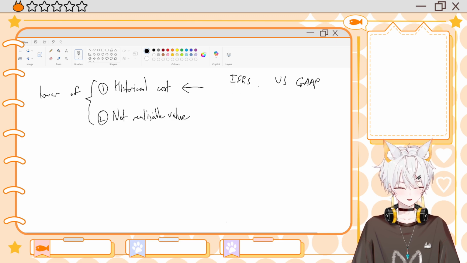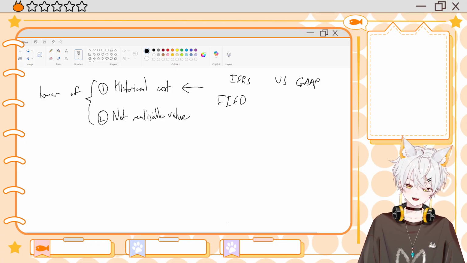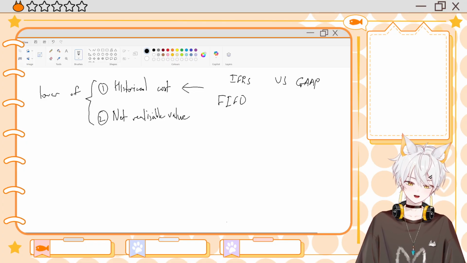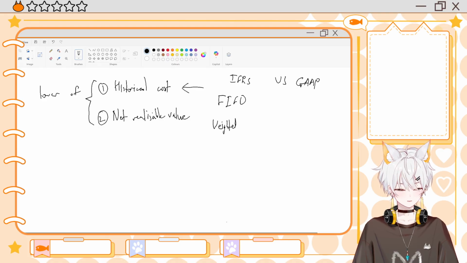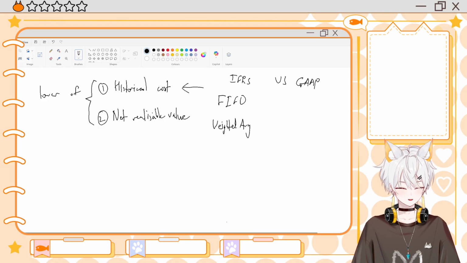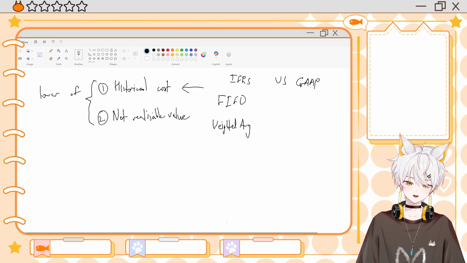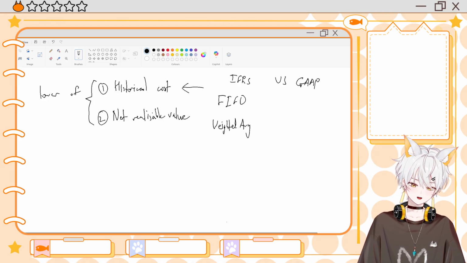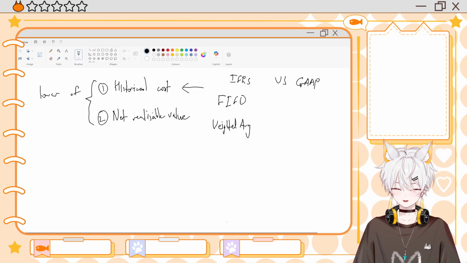Under IFRS, you can do first in, first out, meaning whatever goods you bought first, you sell first, at least when you record it down. The other one is weighted average. What does that mean? Basically, you take the average of whatever is left in your storage after something happened to it. For example, if you buy something at a lower cost, your average cost will go down.